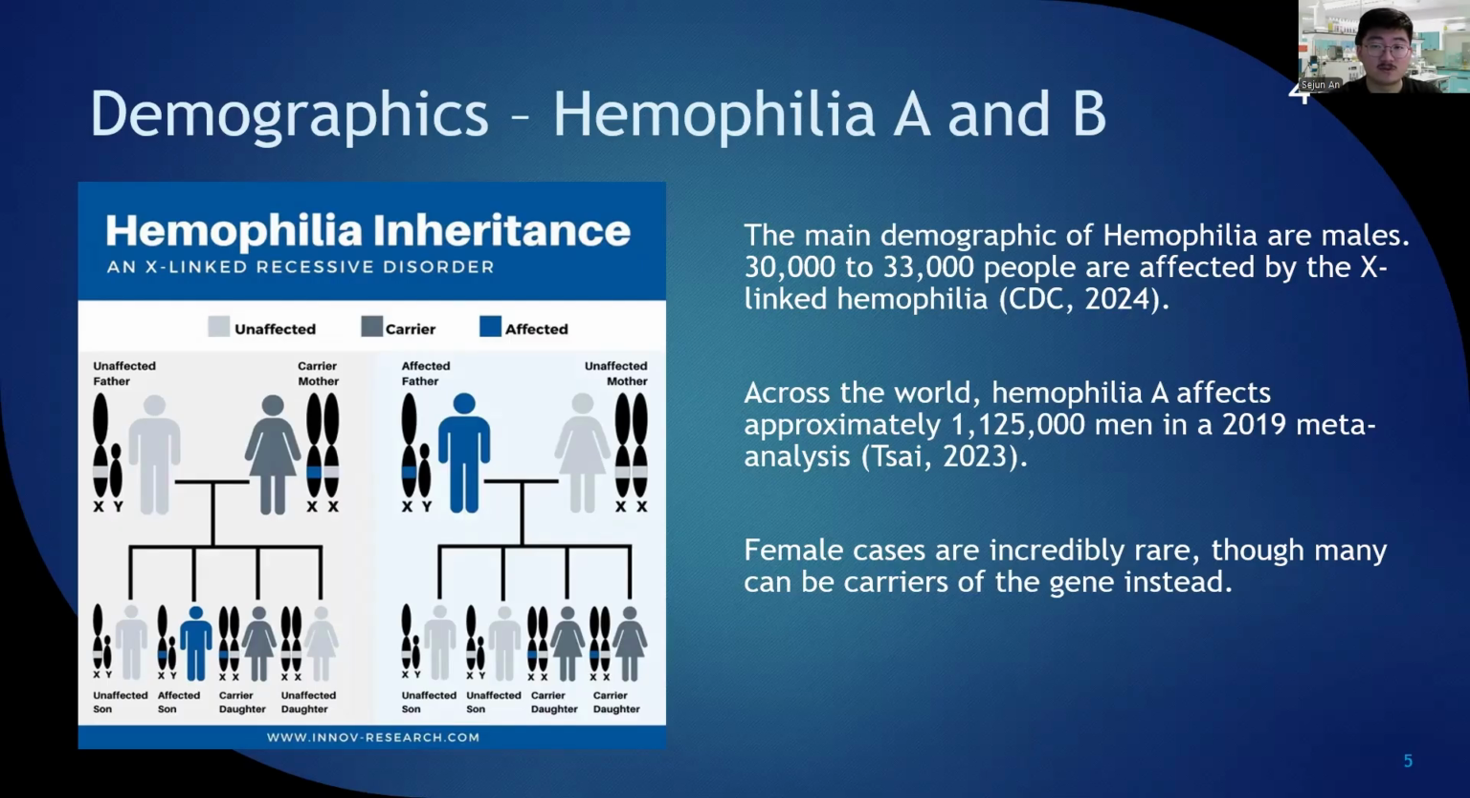The majority of those affected by hemophilia are males due to the fact that the disorder is most commonly X-linked. The CDC states that 30 to 33,000 people are affected by hemophilia A and B in the United States, as well as over a million men across the world having hemophilia A. Female cases are incredibly rare as both X chromosomes would require the recessive gene. However, they can commonly be found as carriers of the genetic disorder.